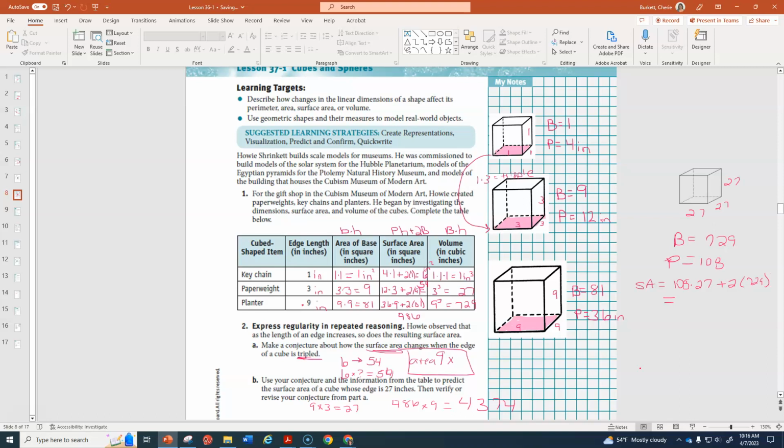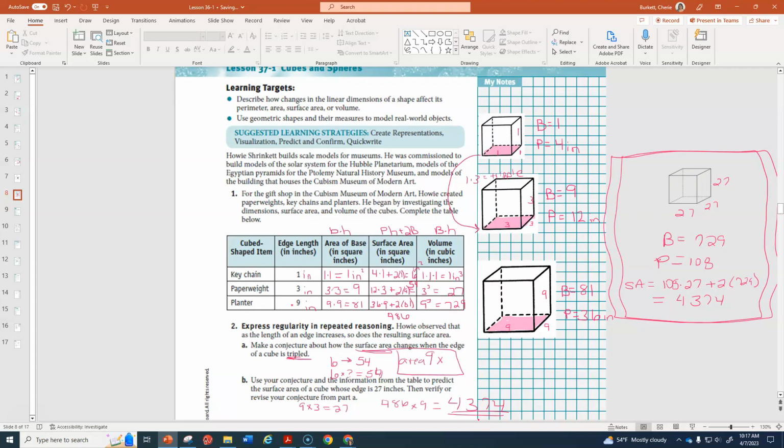Okay, and remember, we've predicted that that answer right there is going to be 4,374. So I'm going to type this information in my calculator, 108 times 27 plus 2 times 729, and guess what my calculator tells me? 4,374. So would you rather have to work it out by hand like we did right here, or would you rather use this little formula that we just made out of a conjecture, something that we've noticed?